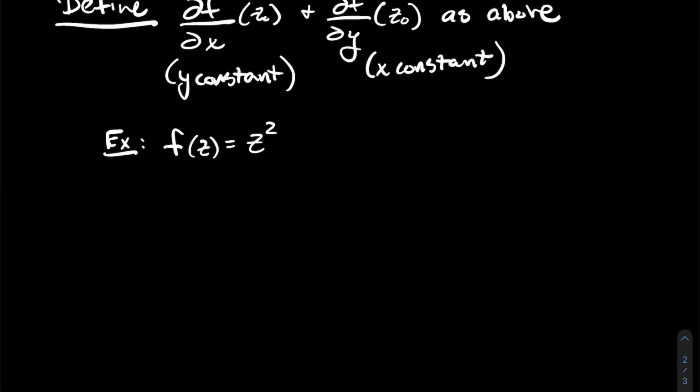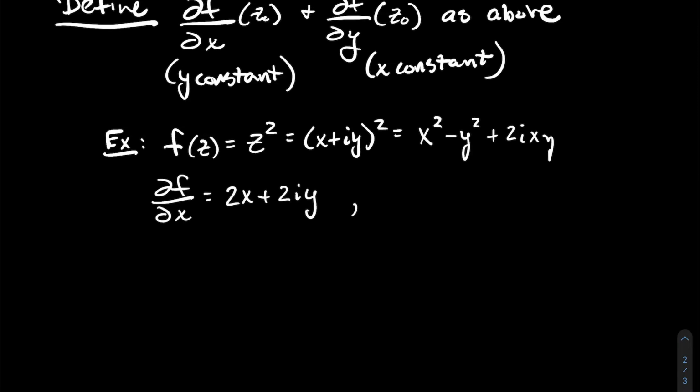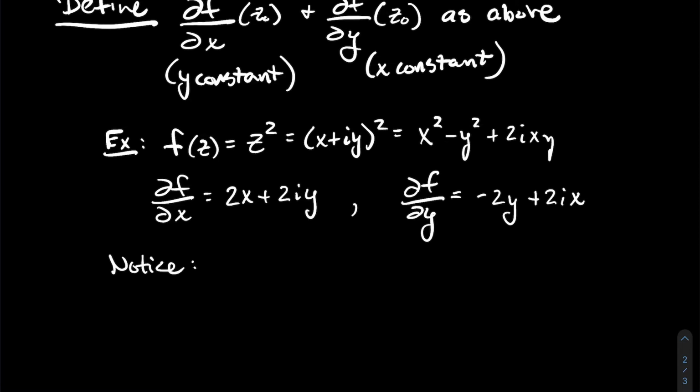If your function is, say, z squared, let's think about that in terms of x's and y's. Remember, that's x plus iy squared. And if you FOIL that out, you should get x squared minus y squared plus 2ixy. And then now I can take the partial of this function with respect to x. You should see that you get 2x plus 2iy. Right, so like minus y squared would be 0 since y is constant. And similarly, the partial with respect to y, you should get minus 2y plus 2ix. So you might check that. Make sure you're following along with how to do partial derivatives.